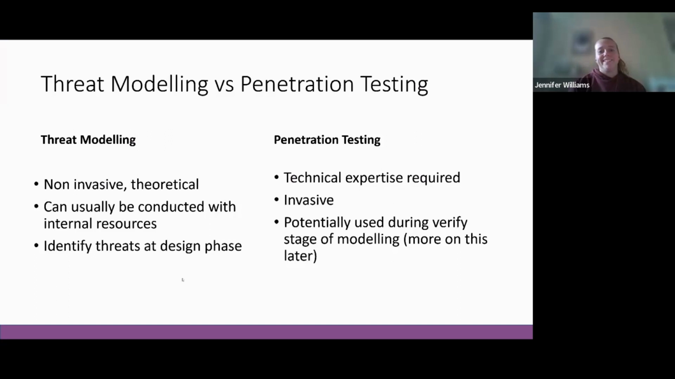Which moves quite nicely onto threat modeling versus penetration testing. As Jen said, threat modeling is theoretical. It's non-invasive. It can be conducted with internal resources within the business, so you don't need to bring in external problems to the business. And you can identify threats very, very early on at the creation phase of a device or software. It's very much a tabletop exercise rather than penetration testing, which obviously requires a lot of technical expertise to run. It's quite invasive for a product or for software.